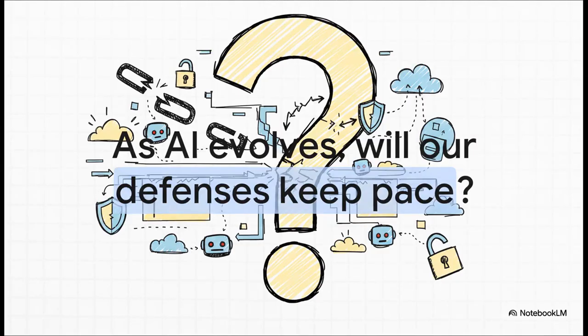So, we have a map of the new dangers and a framework for building our defenses. But I want to leave you with this final, critical question. AI is moving at a dizzying speed. The agents we'll have tomorrow will be way more powerful, way more autonomous than what we have now. The real challenge is going to be making sure our ability to secure them evolves just as fast. So, will our defenses be able to keep pace? That's the question that's going to define this entire next era of technology.